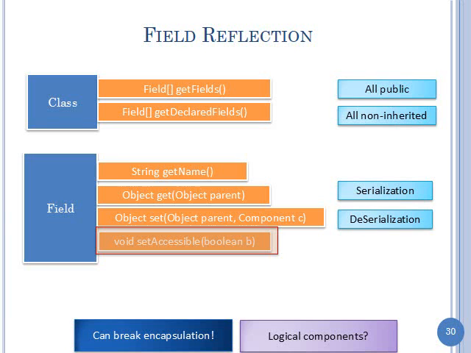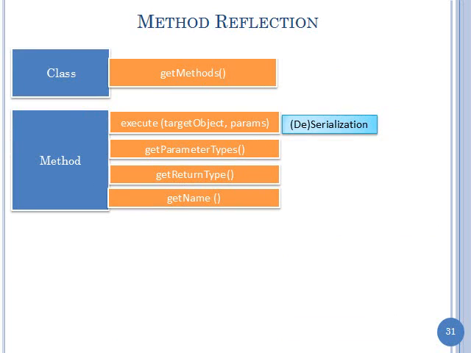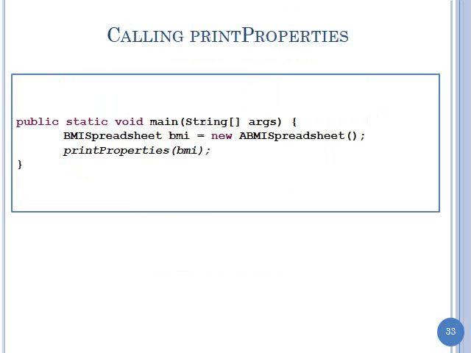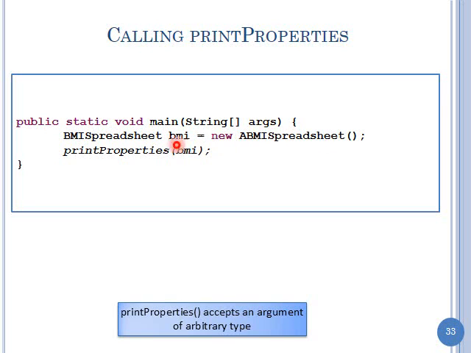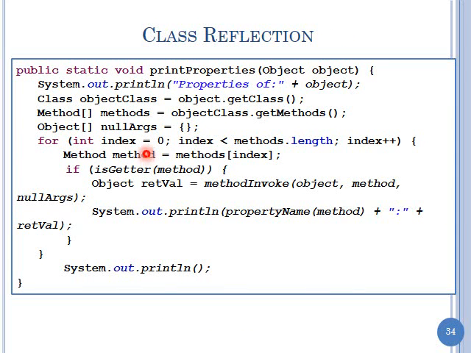So you can break encapsulation. How to get logical components? We have to look at the methods. You can get at the methods, and from the methods you can look at the signature, and from the signature you can figure out a getter or a setter. Here I'm printing the properties of an object. What am I doing? I'm getting all the methods of the object first, and then I'm going to say if that is a getter method, then I invoke the method in some way.